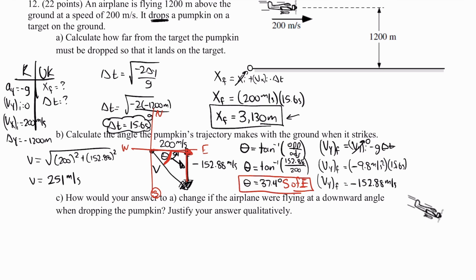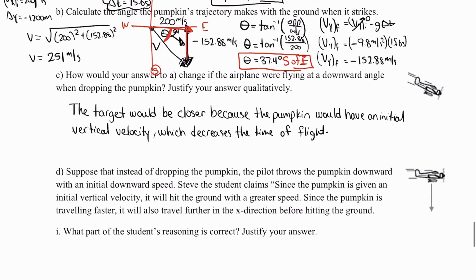Part C reads, how would your answer to Part A change if the airplane were flying at a downward angle when dropping the pumpkin? Justify your answer qualitatively. An example answer would be, the target would be closer because the pumpkin would have an initial vertical velocity, which decreases the time of flight. An additional detail to add would be that a decrease in the time of flight would also decrease the horizontal range of the pumpkin.